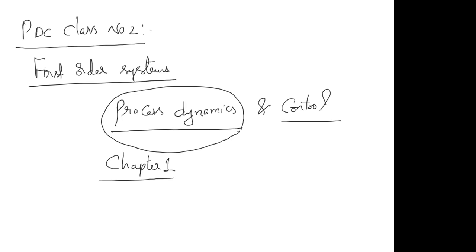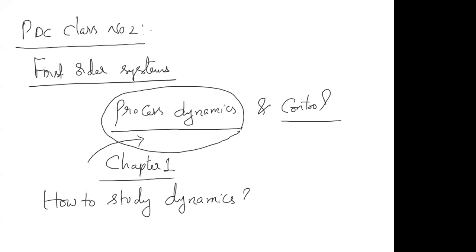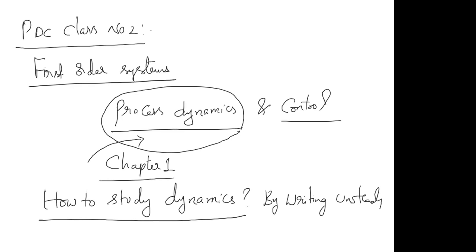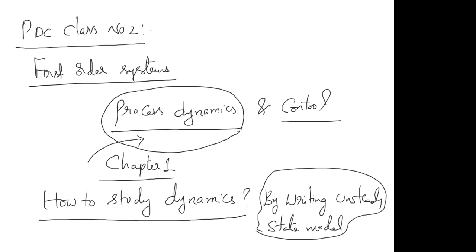So in chapter 1, we are talking about process dynamics, first order systems. So how do you study dynamics? By writing the unsteady state model. That is how you study the dynamics: by writing the unsteady state models. So that is the basic objective.